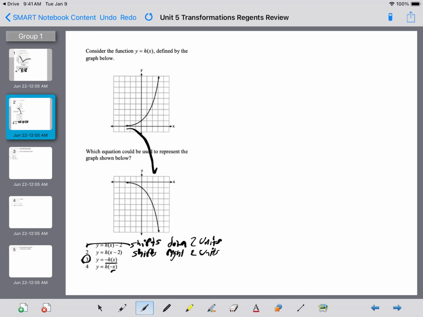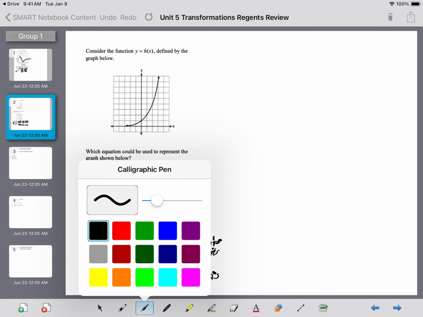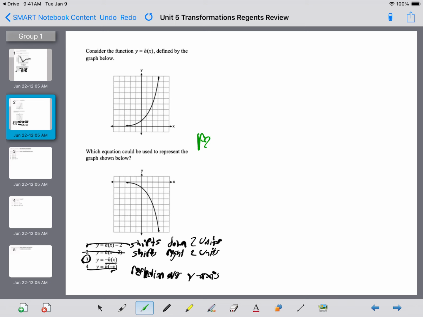In option 4, it negates just x. So then that's reflecting over your y-axis. That would look like this, right? And we said the transformation that occurred was a reflection over the x-axis. And that would be option 3.